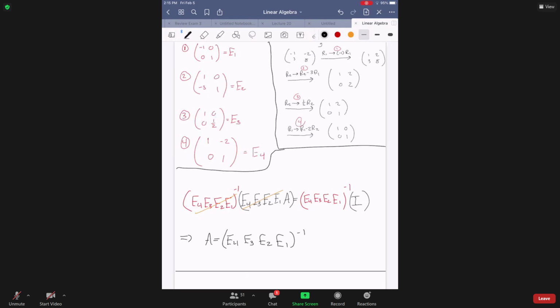But remember one of the results I gave you: if you take the inverse of A times B, it's just equal to the inverse of B times the inverse of A. Remember that one? So we can apply it to this guy. So that means A is just going to equal E1 inverse.